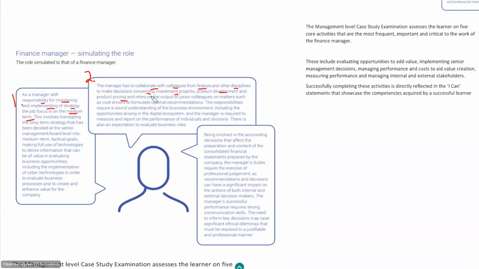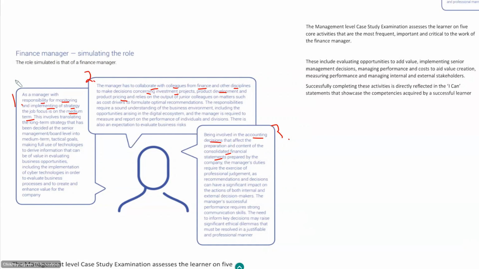So getting the work done from junior accountants, making sure they're happy, making sure the team is happy is also their job. Third, being involved in accounting decisions that affect the preparation of the consolidated statements of financial position. So as you can see, you might have to make recommendations, you might have to make decisions on the accounting front of any particular task that they put forward to you.